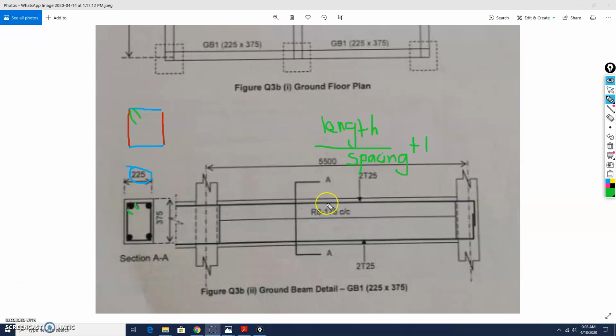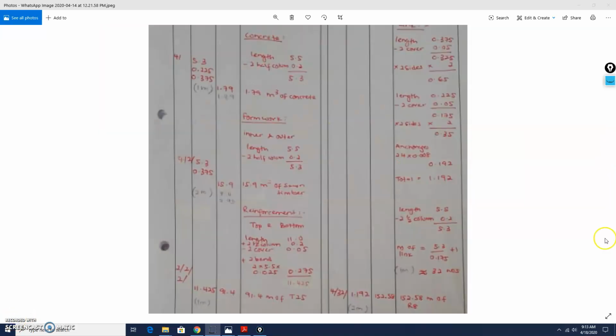Next, we need to determine the number of stirrups, whereby the formula is length divided by spacing, plus 1. The length will be 5.3 because you need to minus 2 half columns. Spacing will be 175 and you need to plus 1. The final answer for GB1 will be 152.58 meters for stirrup made from R8.